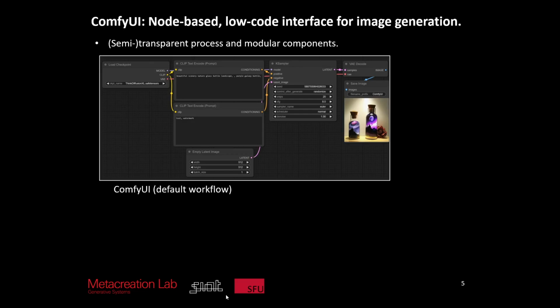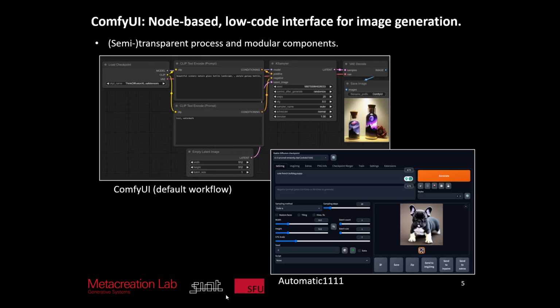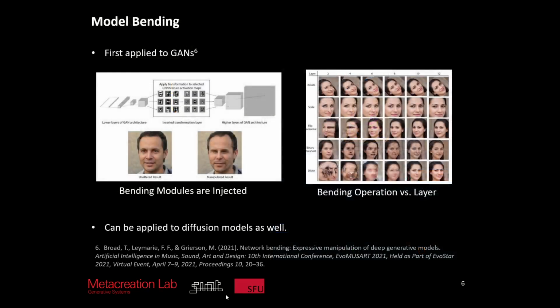ComfyUI is a node-based, low-code interface that allows artists to create and execute advanced diffusion generative processes. The elements of the generative process are all exposed through modular components, including encoding and decoding images with variational autoencoders, encoding prompts through the CLIP model, and sampling through the diffusion denoising process. This is opposed to interfaces like Automatic 1111 that expose the parameters but do not give artists visibility or control over the generative process.